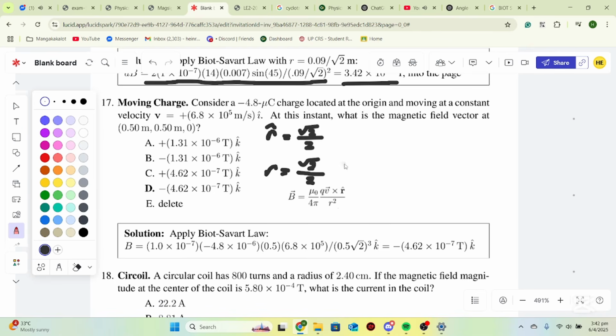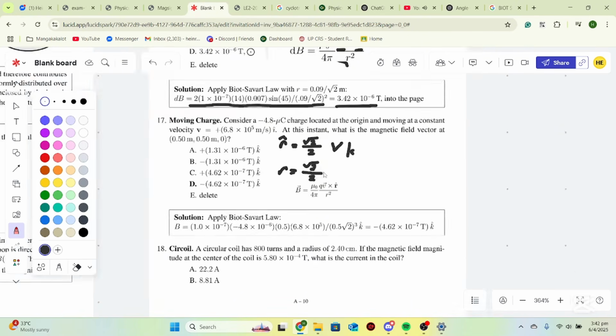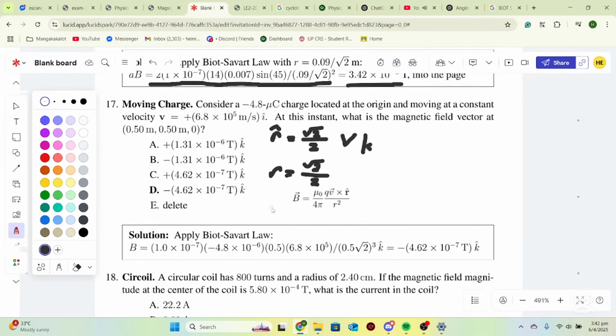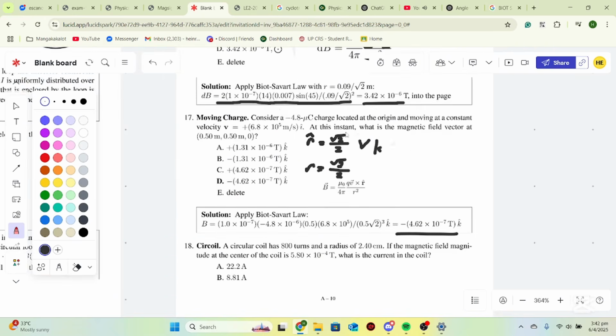So using this, v cross r hat will just become square root of 2 over 2 vk, and r is also square root of 2 over 2. It's just square root of 2 over 2 because it's not a vector. And plugging that all in, we will get the negative 4.62 times 10 to the negative 7.